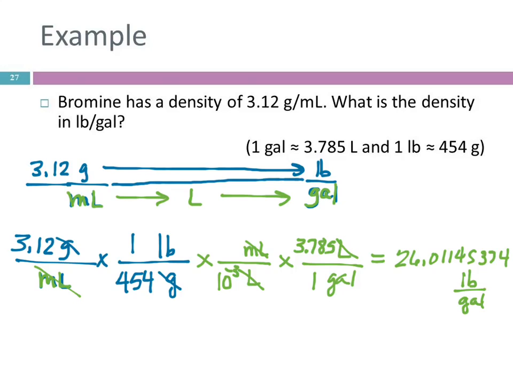How many significant figures? Should be 3. This one has 3. Where's my arrow? There it is. This one has 3. This one is exact. And this one has 4. So 3 would give us 26.0 pounds per gallon.